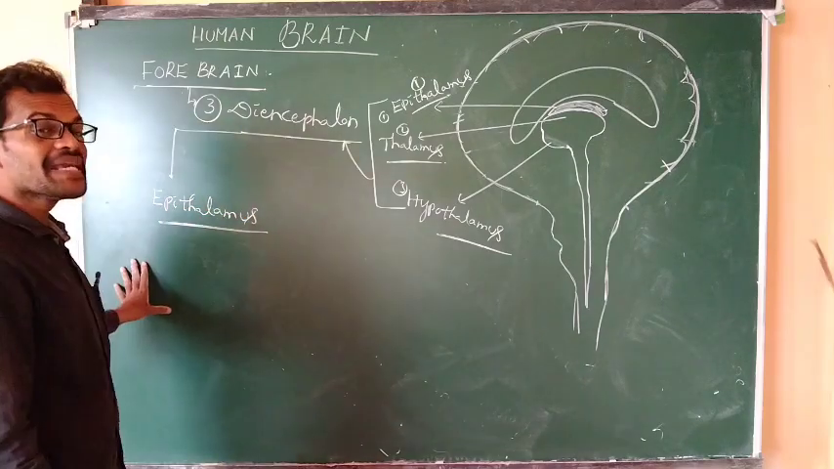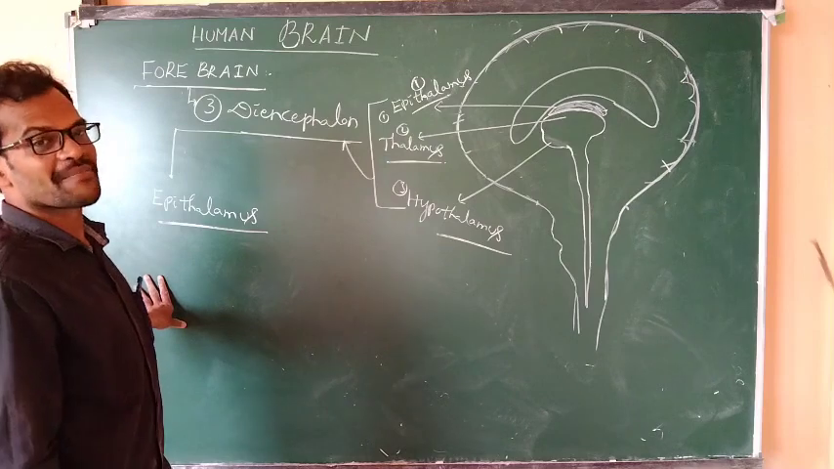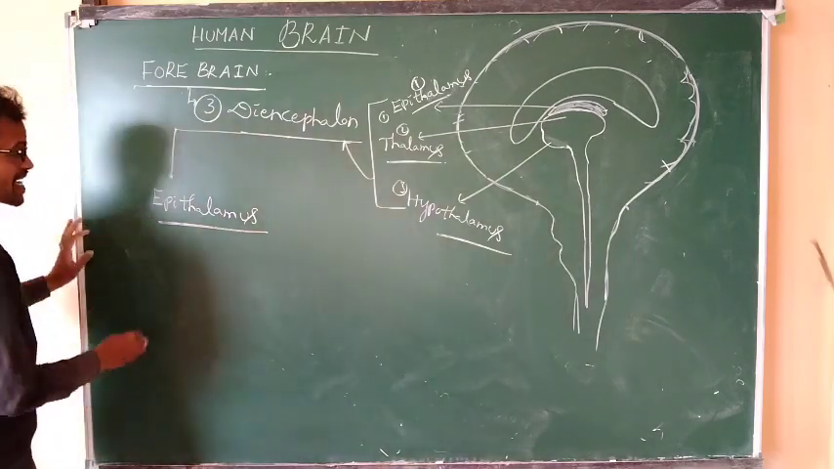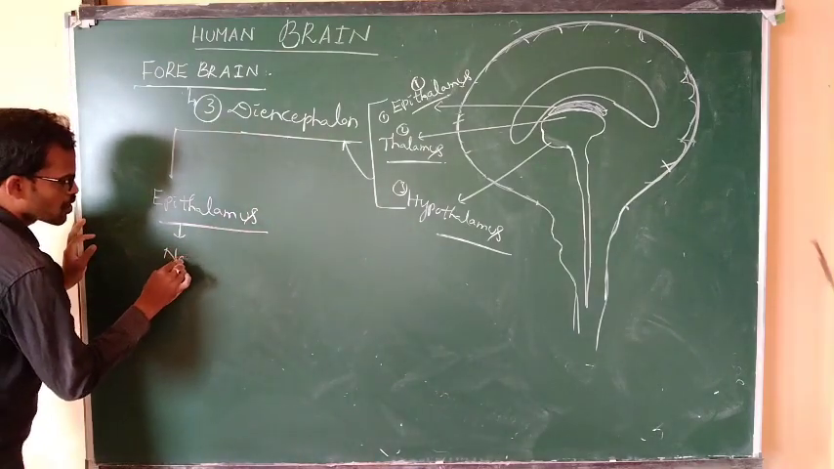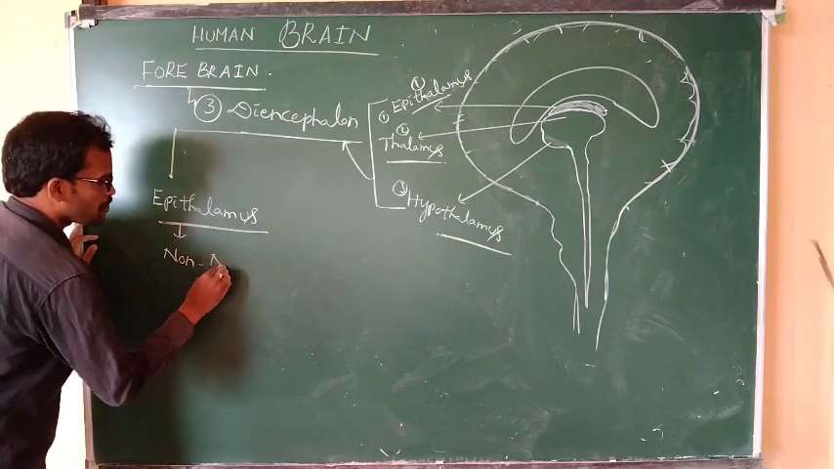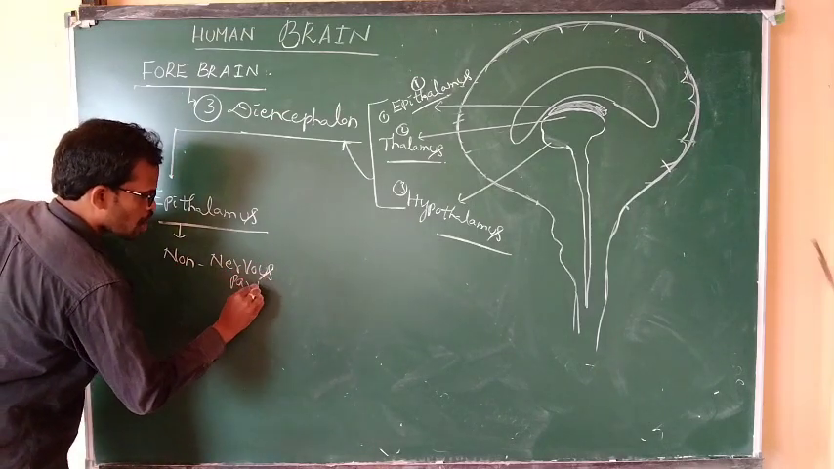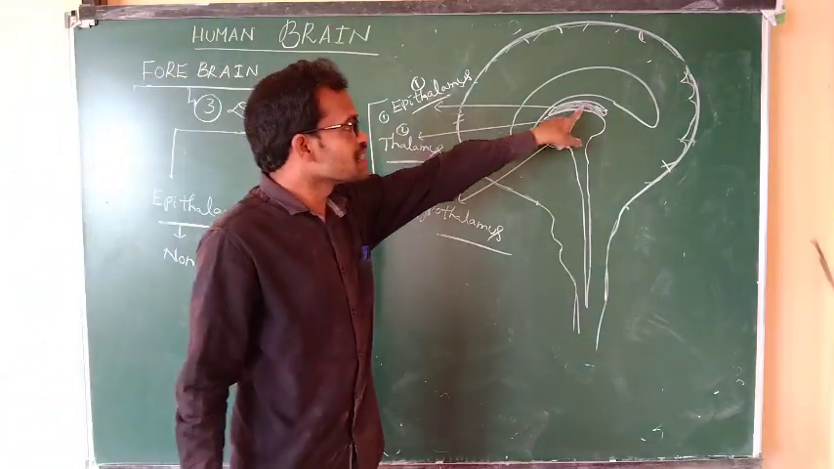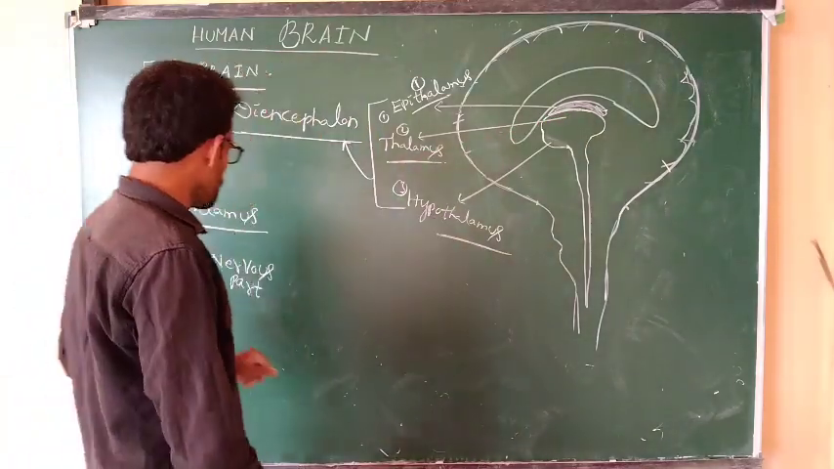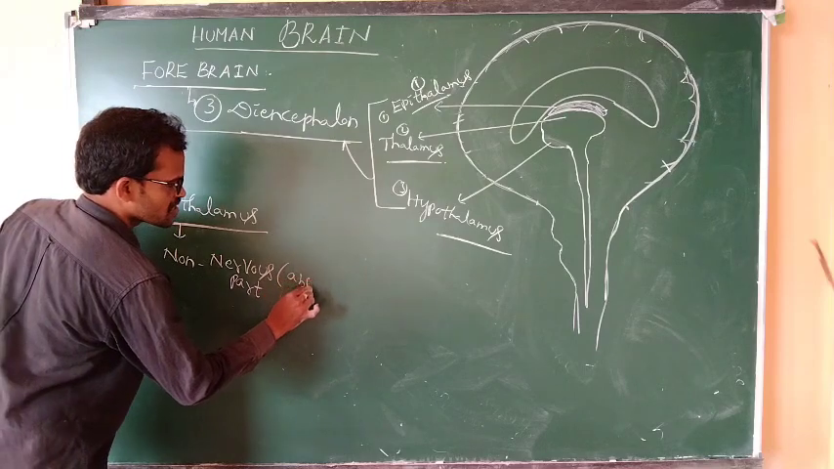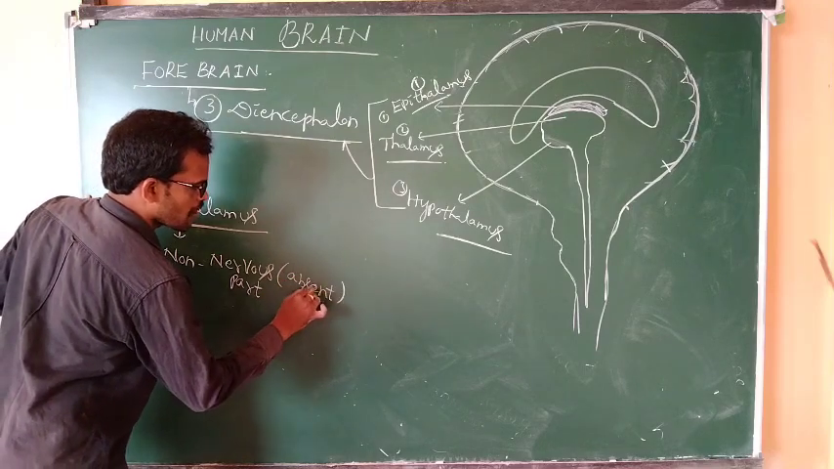Epithalamus. It is the non-nervous part. Non-nervous part means neurons are absent here.